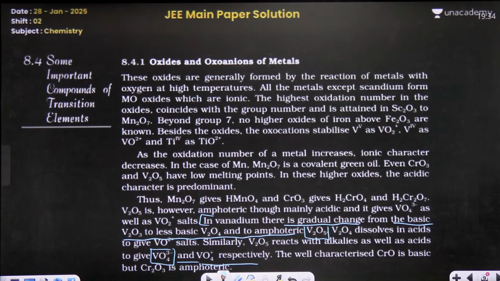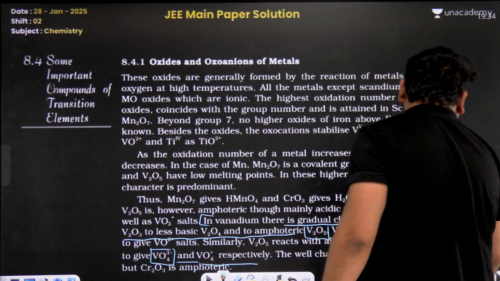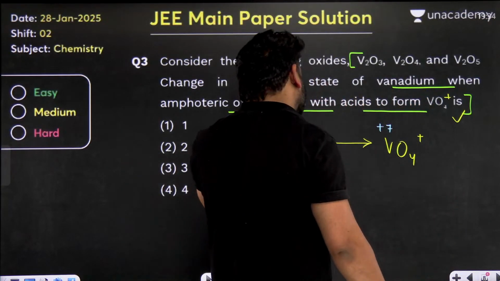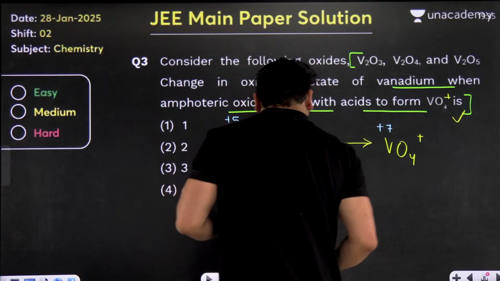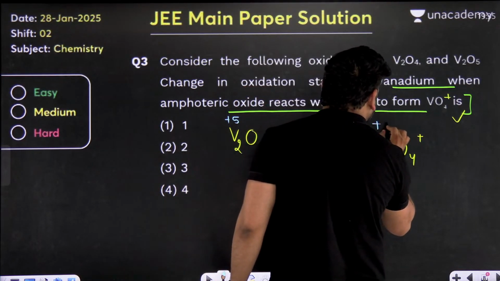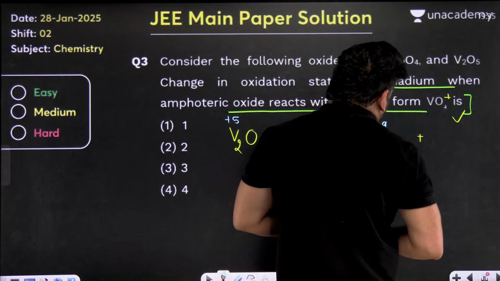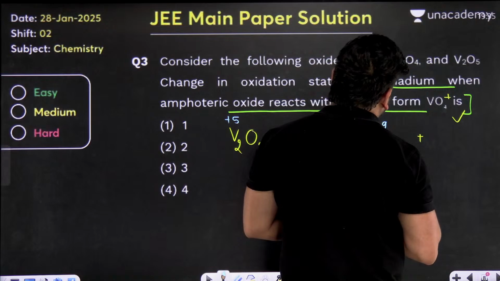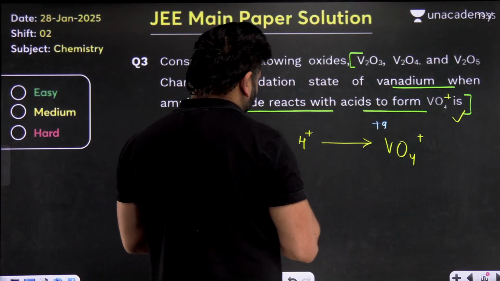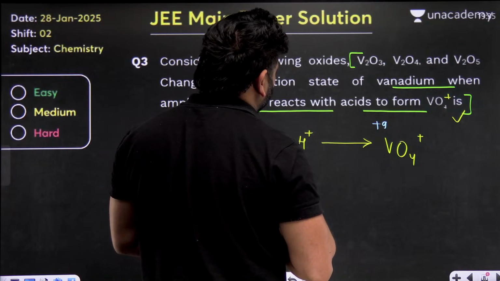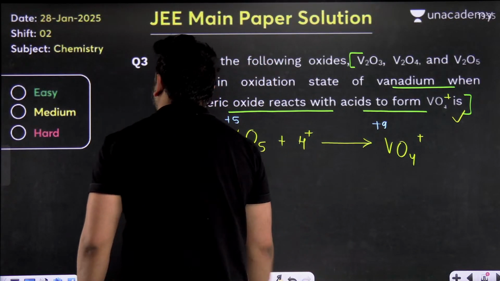I literally doubt it, but VO4 positive only is here. Anyways, we'll find out. The change in oxidation state has been asked. So this is positive 9 actually. Vanadium, 3s, 3p and 3d electrons might be involved in this way. So it's a plus 9 oxidation state shown by vanadium, and the change will be 4. Okay, so that was one of the questions asked.